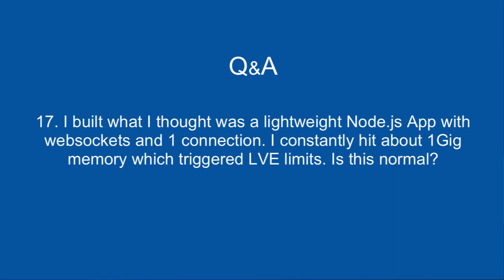I built what I thought was a lightweight Node.js app with WebSockets and one connection. I constantly hit about 1 gigabyte of memory, which triggers the LVE limit. Is this normal? To be honest, I don't know. We would like to see this application and why it's hitting so much memory all the time. I don't believe it matches what we see. Inga, can you also record and check what we see on memory usage when Node.js is running?